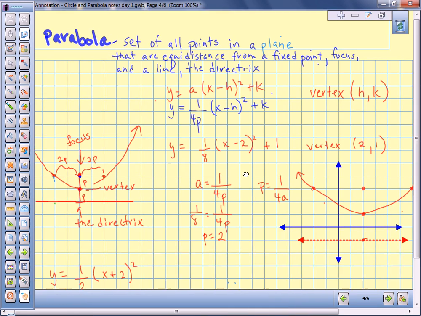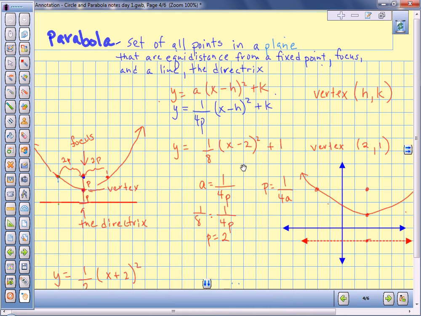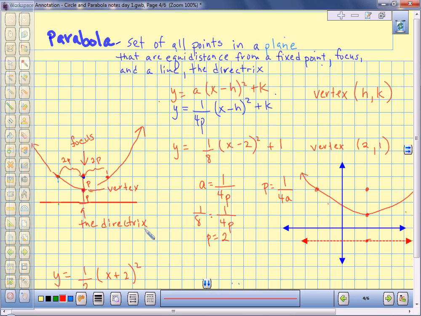Yeah. Sorry. All right, so the question was about the directrix. The directrix is P units from your vertex. Since our P is 2, we went down 2 for our directrix, and the focus would be P units above, so we went up 2 for our focus. All right, now let's see if this makes sense with the other way we learned how to graph it.